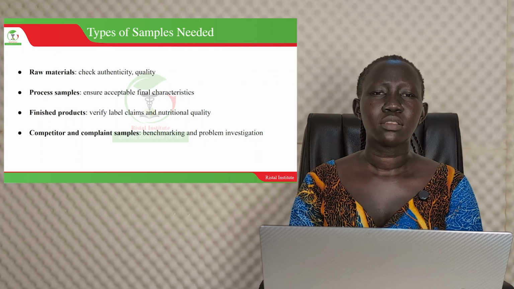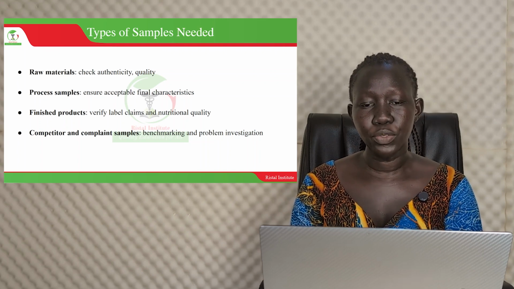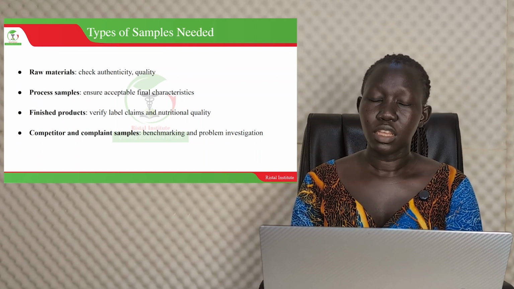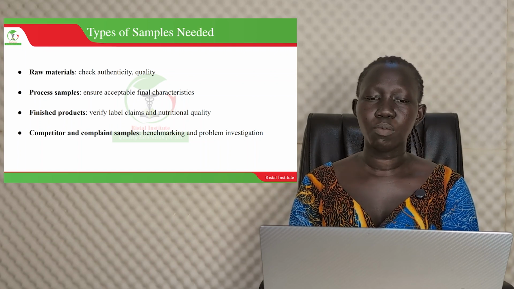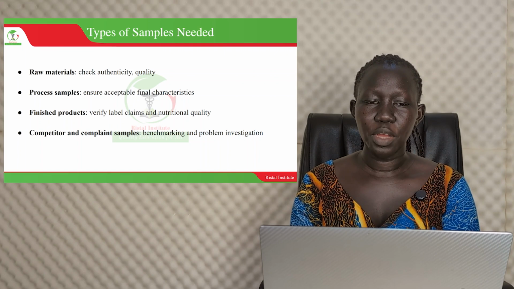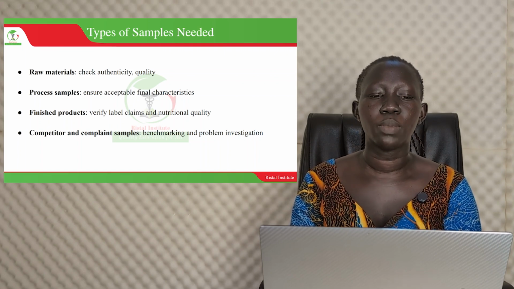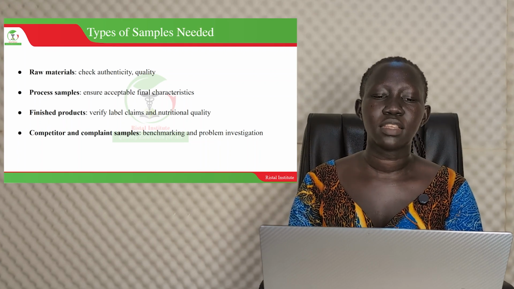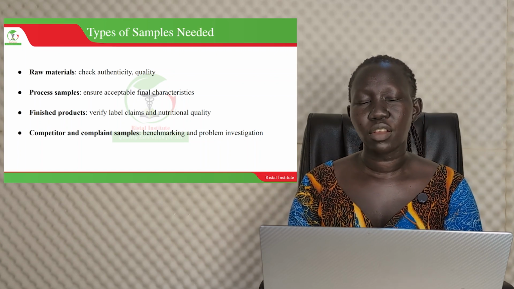For example, some of these food substances may have heavy metals. And these heavy metals, once you notice them in this particular raw material, for example, yams, it's important for you to know how you're going to select out these heavy metals so that you remain with a raw material that does not have these heavy metals that may endanger the health of your consumers. We also have what we call the process samples. Process samples ensure acceptable final characteristics.